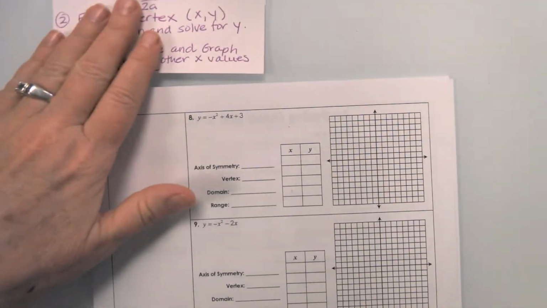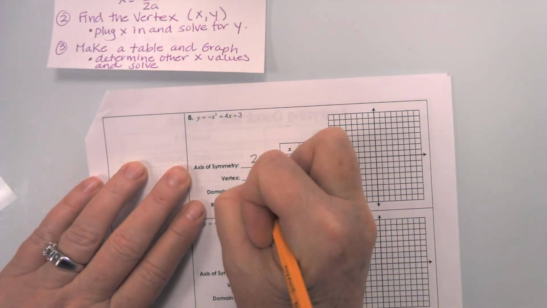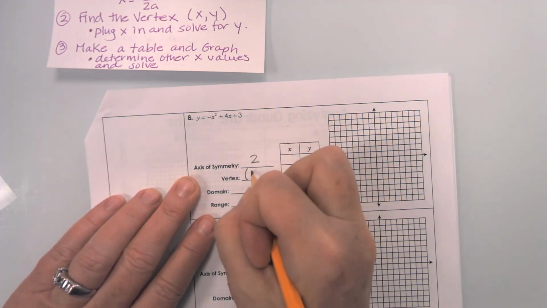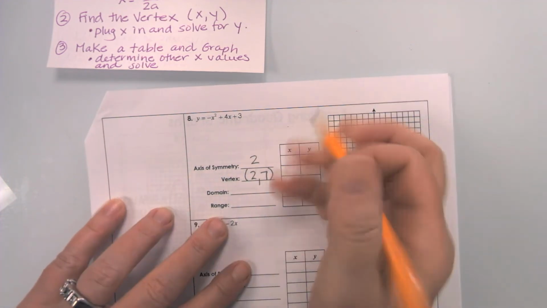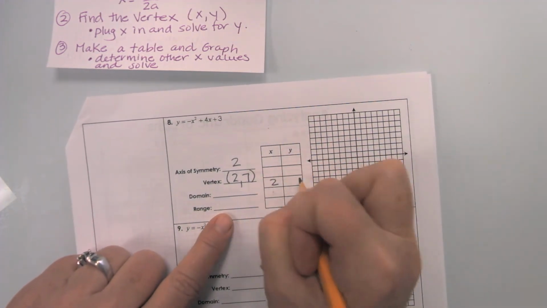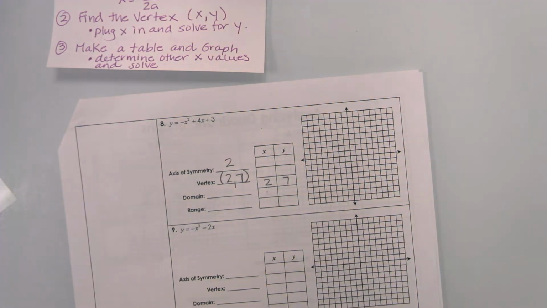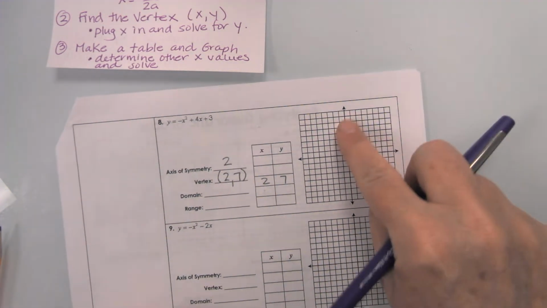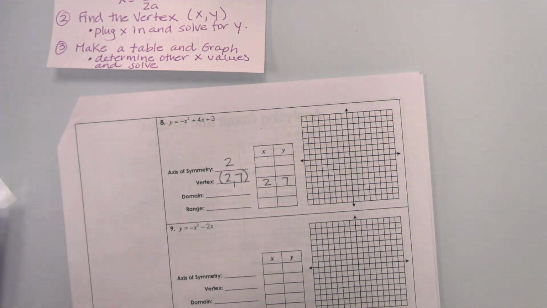And my axis of symmetry was 2. My vertex is (2, 7). So now I'm going to put it in my middle row. So (2, 7). I actually at this point could go in and start to sketch out my parabola so I know what to expect.